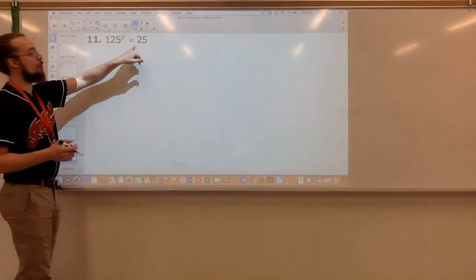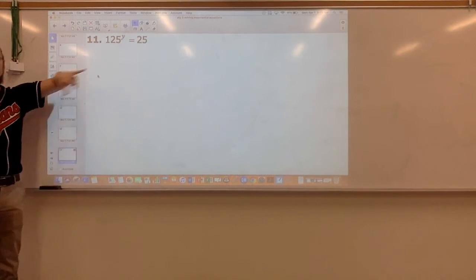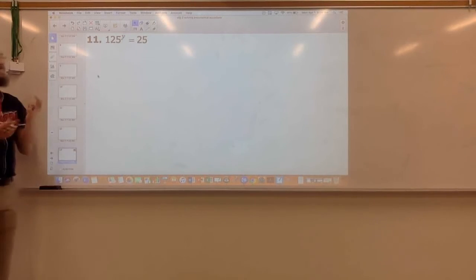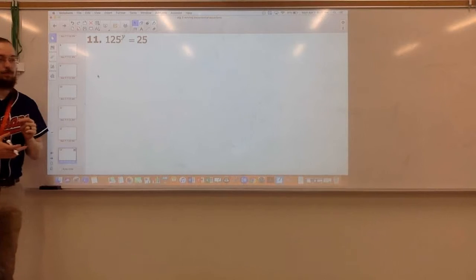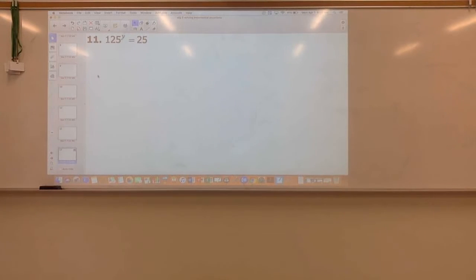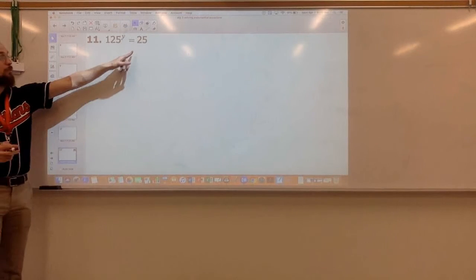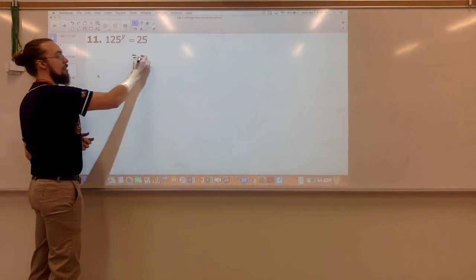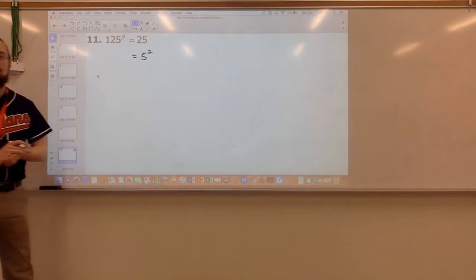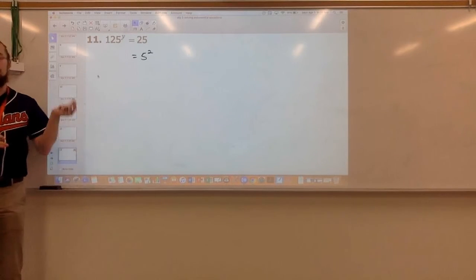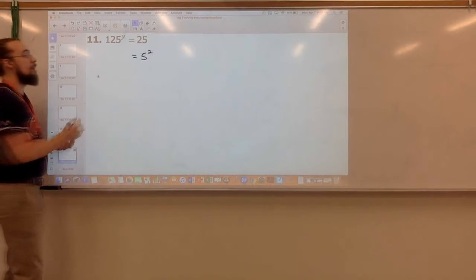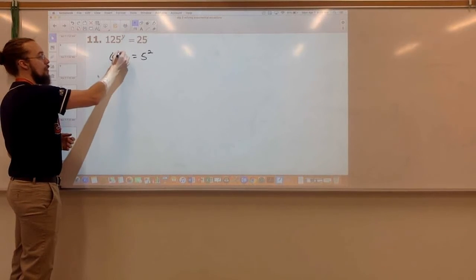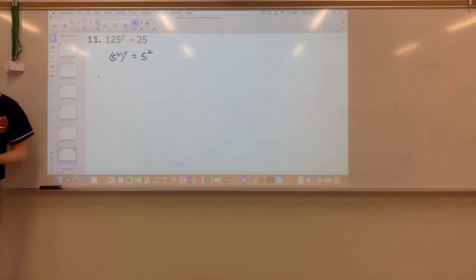Okay? There's no power that I can raise 25 to get 125. So, in this case, I need to rewrite both sides. What base could I use here to rewrite both 125 and 25? 5, right? So, this one's probably easier to recognize. 25 is 5 to the what power? Second, right? So this would be the same as 5 to the second. What about 125? It's 5 to the third, right? So this would be 5 to the third to the y power.